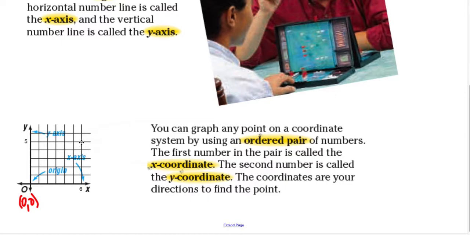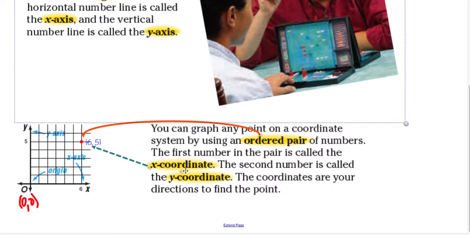If you look at this carefully, this is an ordered pair right here. That red dot is an ordered pair. Why is it called an ordered pair? That ordered pair is named as 6, 5, where the first number in the ordered pair is called your x-coordinate. So your x-coordinate is the 6, because that is the first number. And the second one is called your y-coordinate.